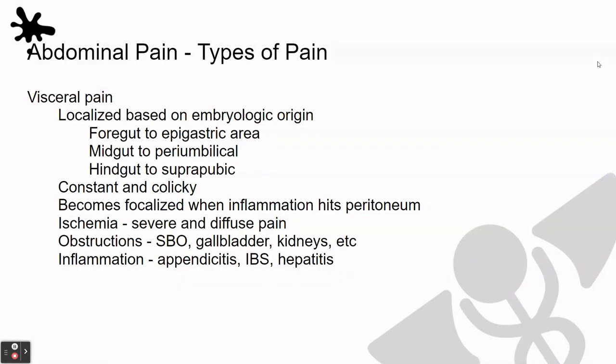Examples here are ischemia, right? So severe and diffuse pain, you get it all over. And if you've got someone with a truly ischemic bowel, you just barely touch their belly and they're about swinging on you. Obstructions, so small bowel obstruction, gallbladder can be obstructed. Your kidneys can be obstructed. Kidneys are super colicky, and colicky is that idea that as that peristalsis happens around the stone, as that movement happens, then you're feeling more of that pain. Also inflammation like appendicitis, IBS, hepatitis, but again not very easy to localize because we don't innervate in that way.